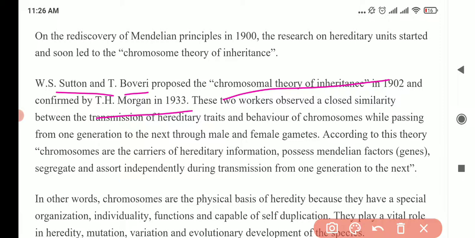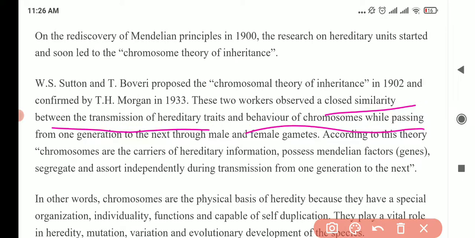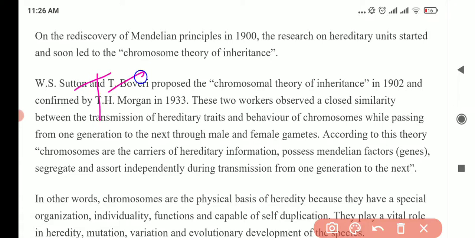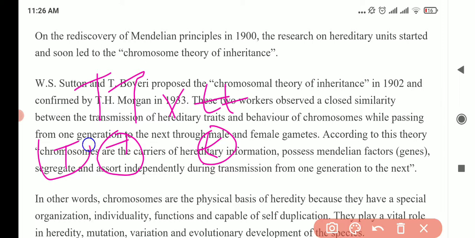So these workers observed a close similarity between the transmission of hereditary traits and the behavior of the chromosome while passing from one generation to the next through male and female gametes. So think about it. We start with TT and small t, small t. Then gametes will form, capital T and small t, so we notice that these are separating. So this is the theory that Mendel propounded.